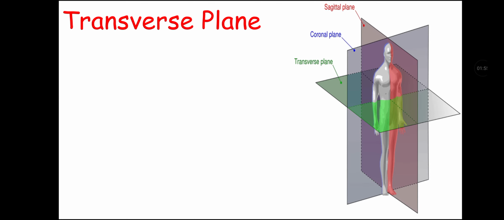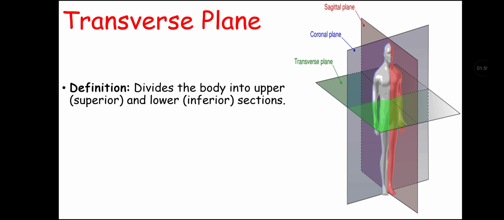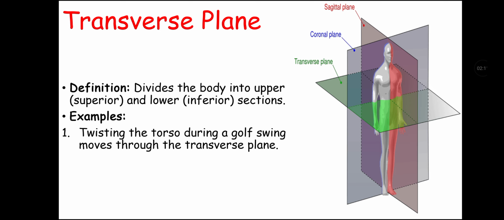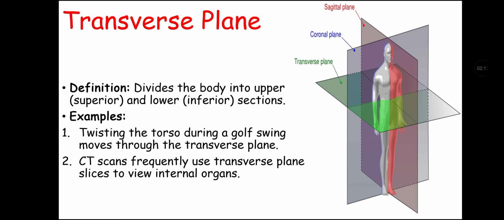coronal views. Now let's talk about the transverse plane, that can define as the plane that divides the body into upper and lower section is called as transverse plane, or the plane that divides the body into superior and inferior section is called as transverse plane. Its examples include twisting the torso during a golf swing moves through the transverse plane, and CT scans frequently use transverse plane slides to view internal organs.